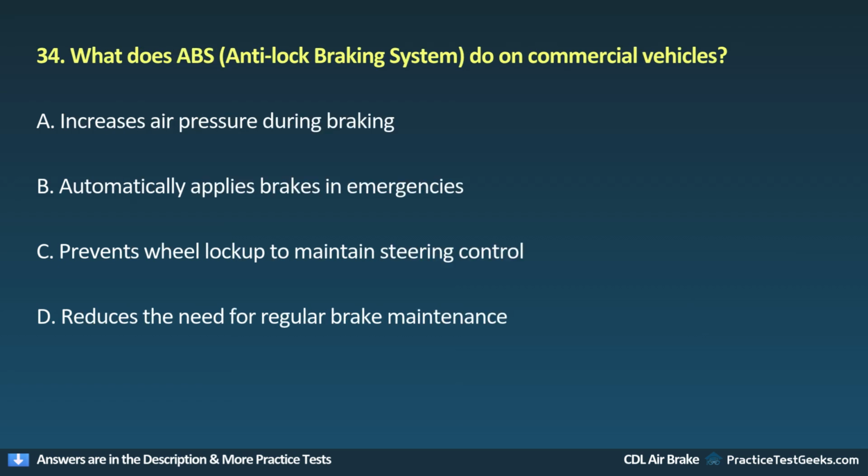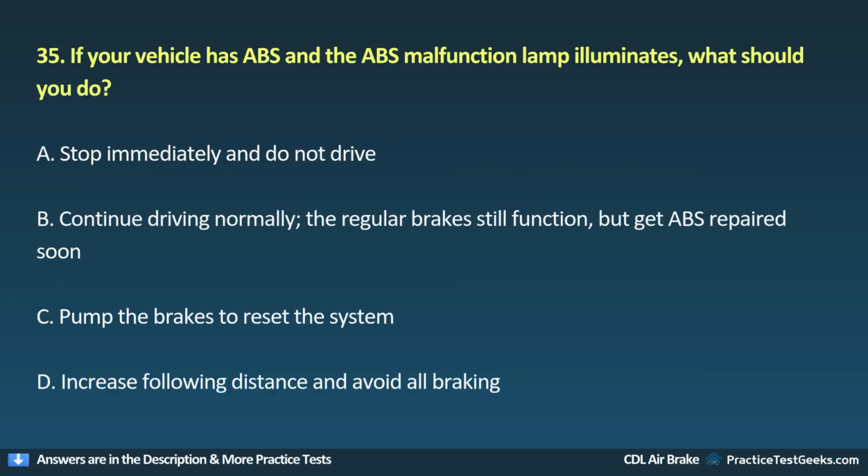34. What does ABS, anti-lock braking system, do on commercial vehicles? A. Increases air pressure during braking. B. Automatically applies brakes in emergencies. C. Prevents wheel lockup to maintain steering control. D. Reduces the need for regular brake maintenance.